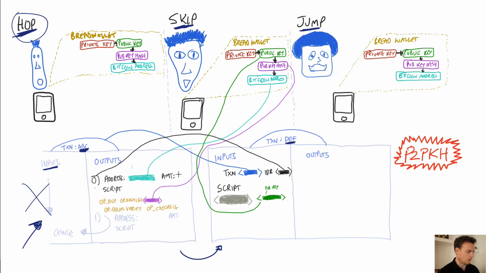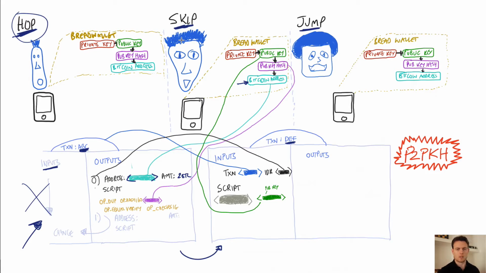So Hop transfers an amount of Bitcoin, let's say quite a big transaction, let's say 2 Bitcoin. Hop is transferring 2 Bitcoin to the address. The address in this transaction points to the Bitcoin address belonging to Skip. And if you remember, I've done a detailed video on Bitcoin addresses.